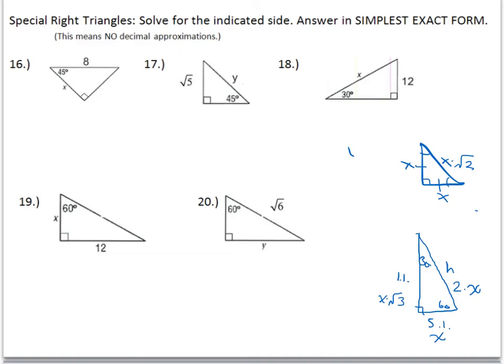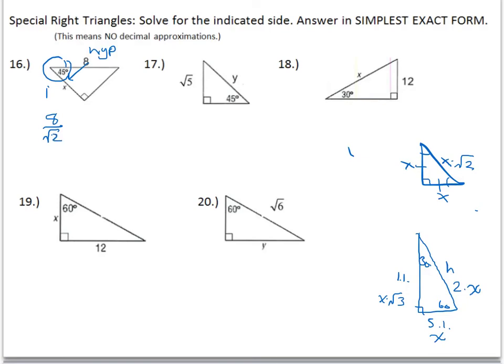So on this one, our first question is, what kind is it? Oh, it's a 45, 45, 90. What do I have? I have the hypotenuse. I'm going to the leg. 45, 45, 90 has the root 2. I'm going bigger to smaller, which means most likely I'm going to be dividing by root 2, which is correct.